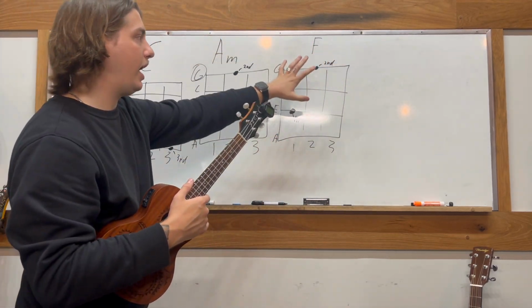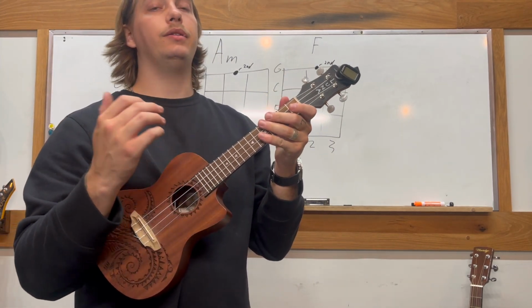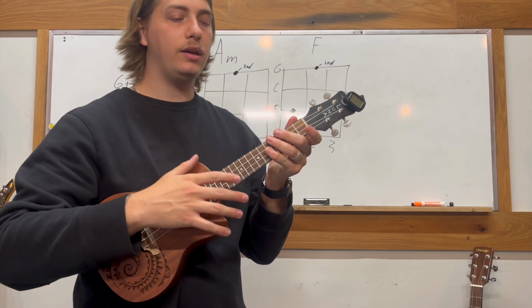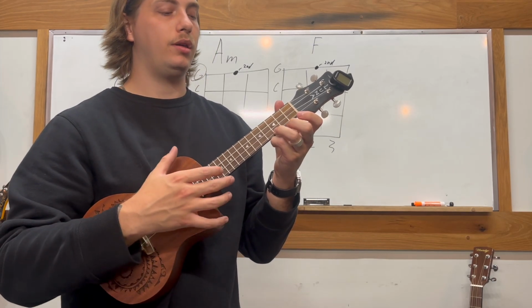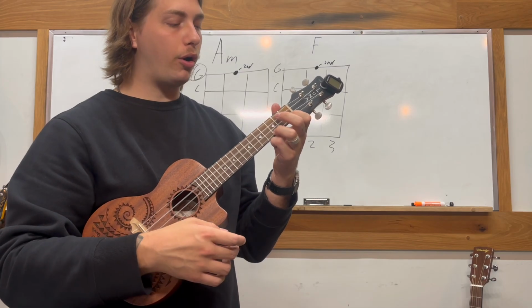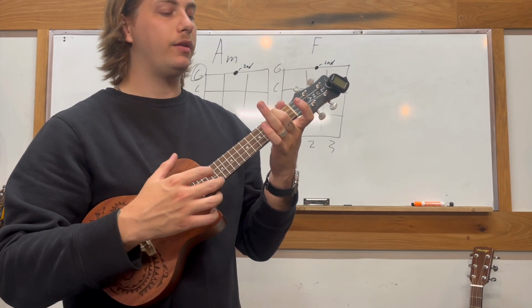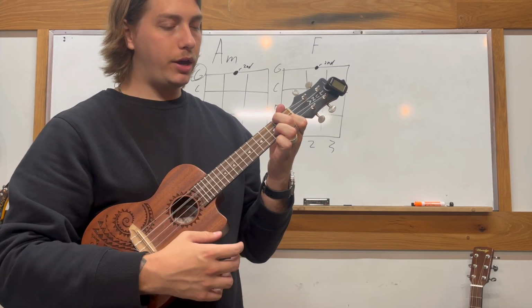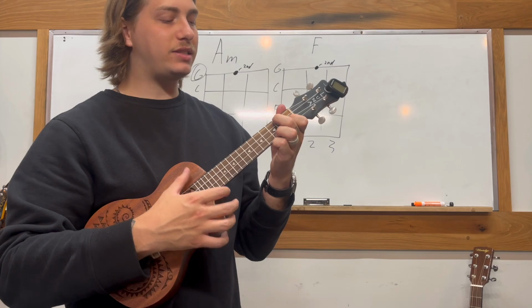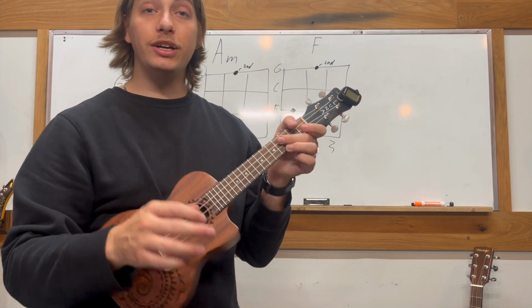C, A minor, F. We're going to go 1, 2, 3, 4. Ready? C, 2, 3, 4, and A minor. 2, 3, 4, and then F. 2, 3, 4, and then C. 2, 3, 4. Good job, everybody.